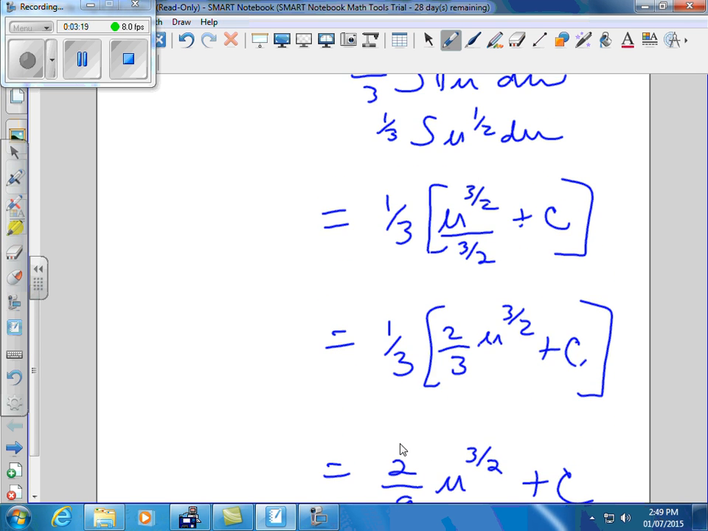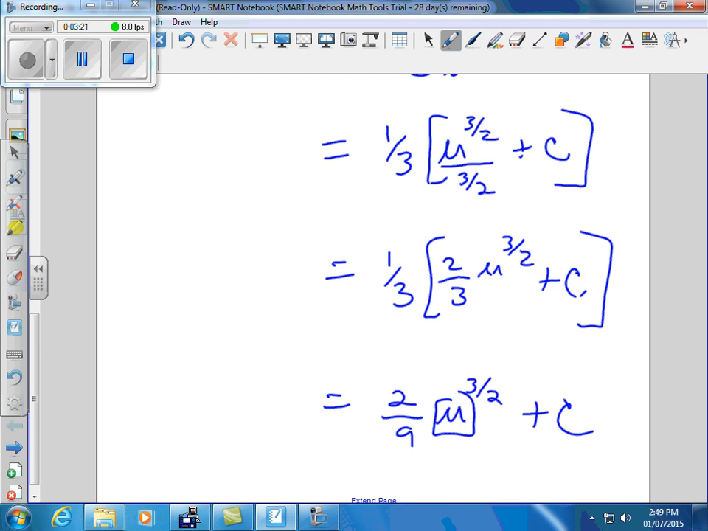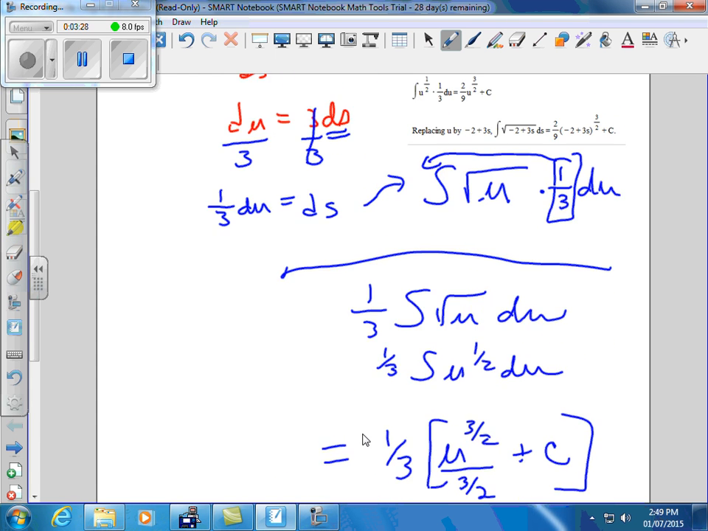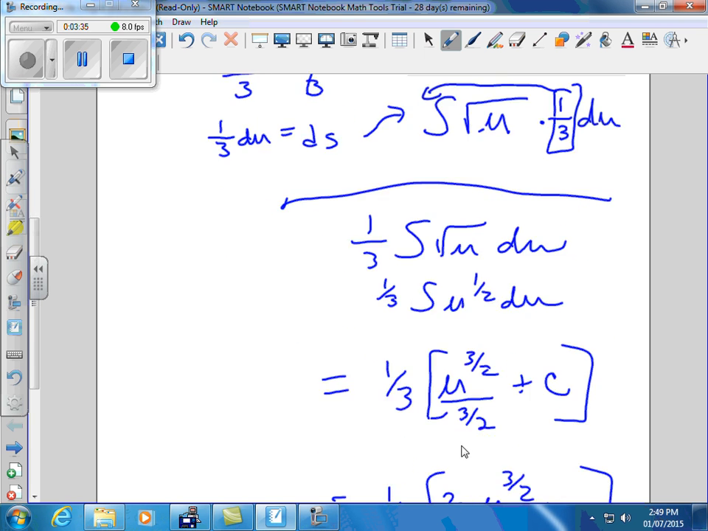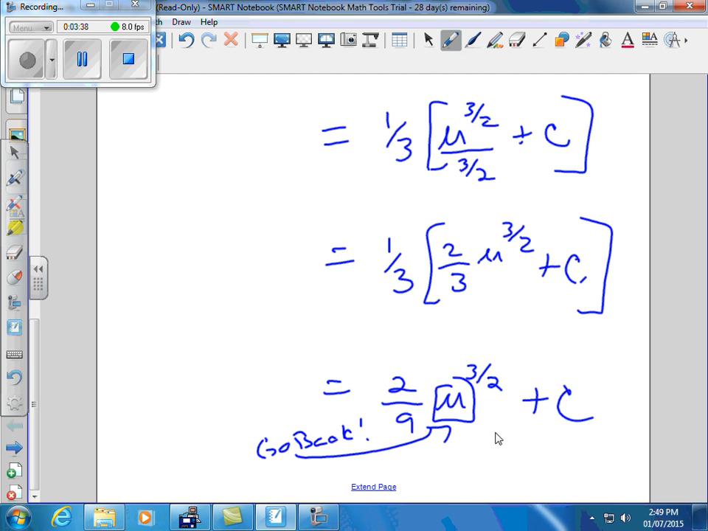So at the very end, though, you can't leave u like that. You know what I mean? You got to go back and substitute it in. Note to self, go back and sub whatever u was. Well, from the very get-go, we had let u, right here, equal negative 2 plus 3s. So let's store that back in. So then we'll have 2/9 negative 2 plus 3s, whole thing to the 3/2 plus c. Because remember, you want your final answer to be with regard to whatever the original variable was, which was s.